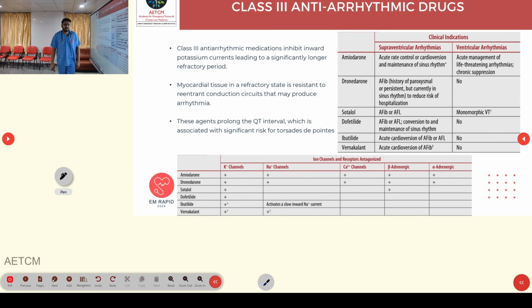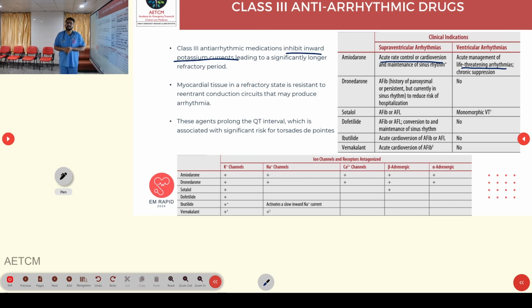Coming to class 3 antiarrhythmic drugs, these mainly inhibit the outward potassium currents, leading to a longer refractory period. Since the myocardial tissue is in a refractory state, it is resistant to re-entry circuits. It also prolongs the QT interval, which is a major side effect of these drugs and is associated with significant risk of torsades de pointes. They are mainly used for supraventricular and ventricular arrhythmias. Amiodarone is used for rate control or cardioversion and maintenance of sinus rhythm in supraventricular arrhythmias, whereas in ventricular arrhythmias it is for suppression and management of life-threatening arrhythmias. Dronedarone is used only for supraventricular arrhythmias.